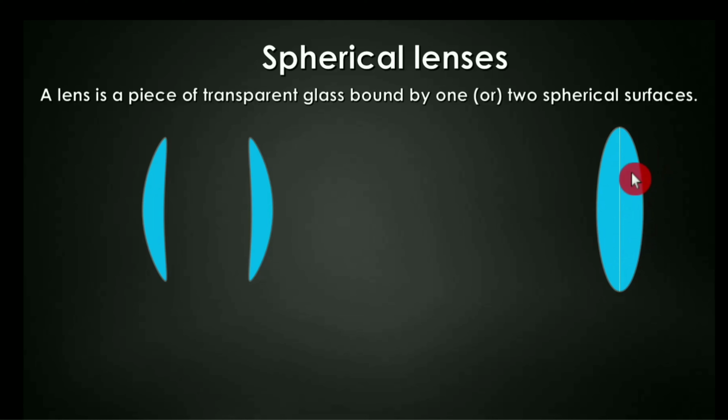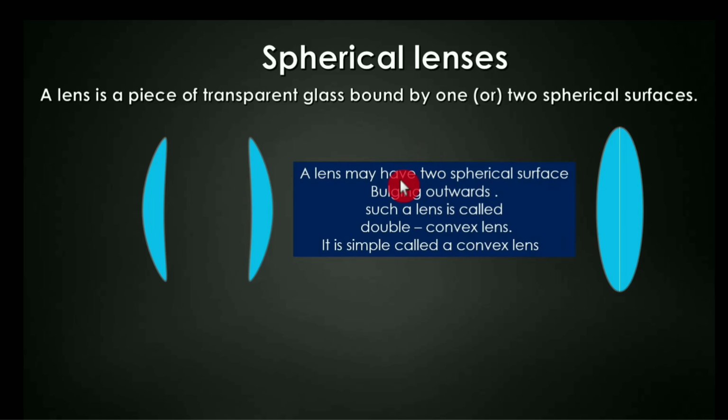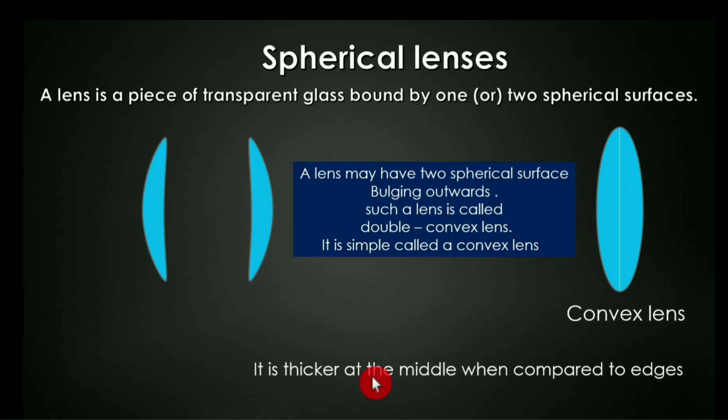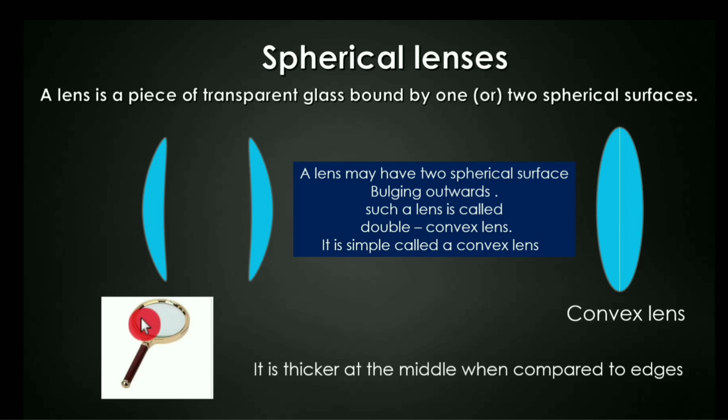It is a convex lens. How does it look? It is bulging outwards, right? It is thicker at the middle and thinner at the edges. A lens may have two spherical surfaces bulging outwards. Such a lens is called a double convex lens, simply called a convex lens. It is thicker at the middle when compared to the edges. It is called a magnifying lens.